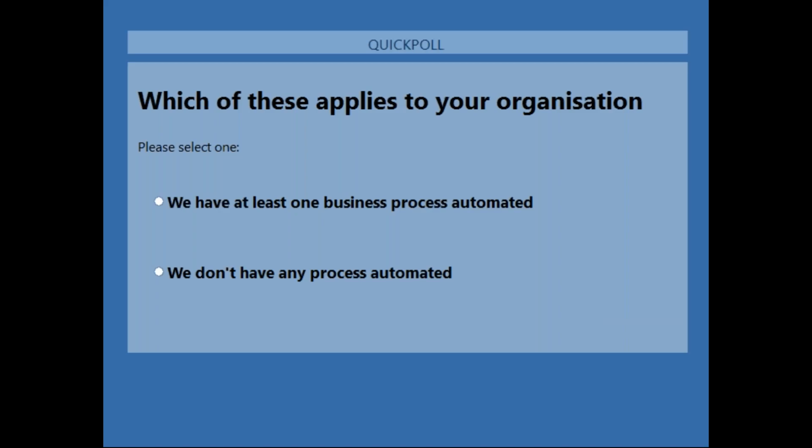So which of these applies to your organization today? Please select one. We have at least one business process automated, at least one. It could be 20, it could be 100, or we don't have any process automated today.